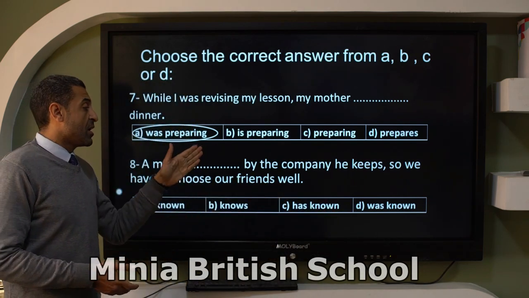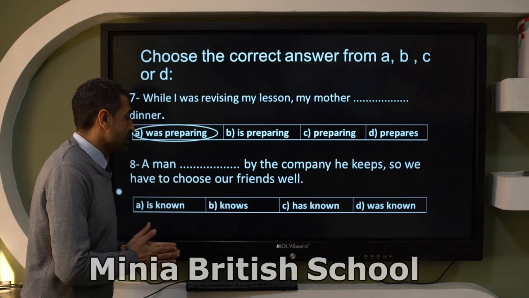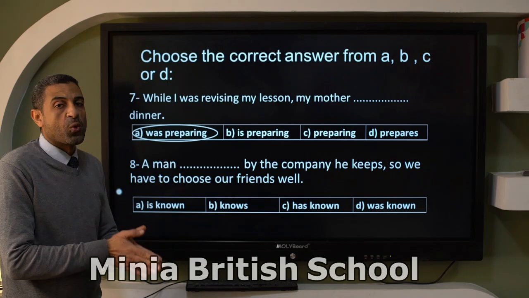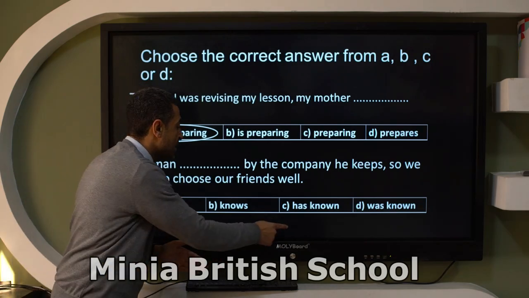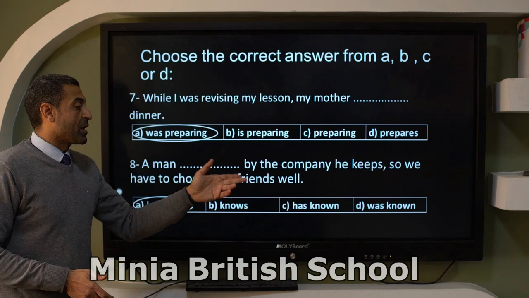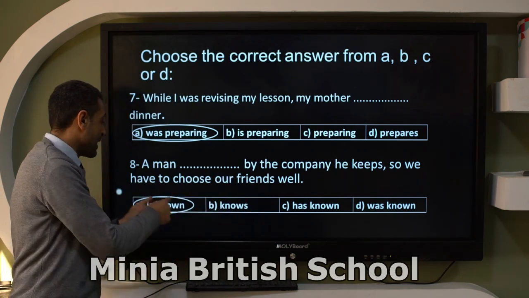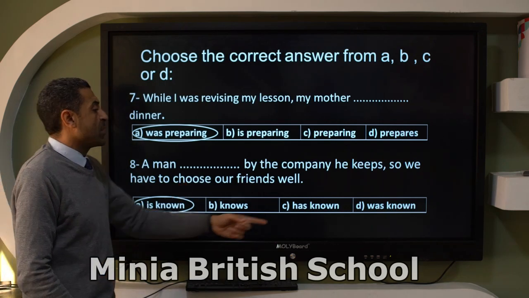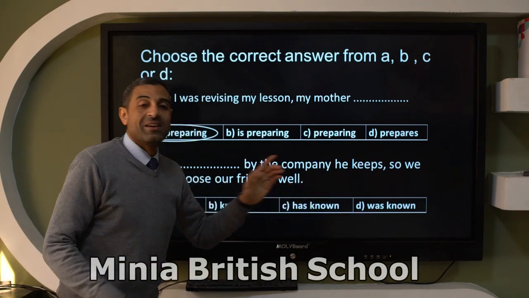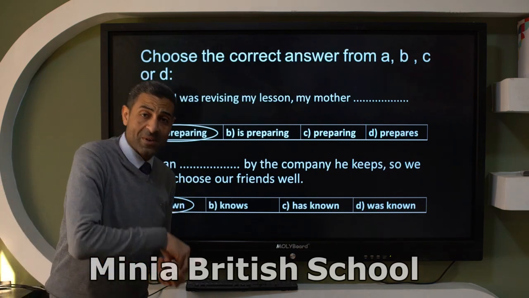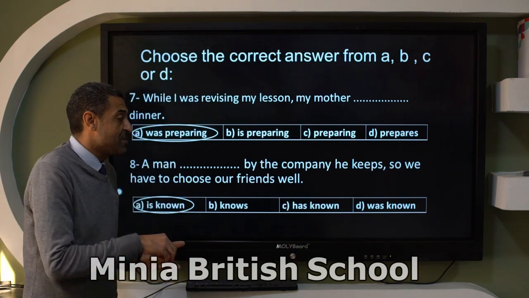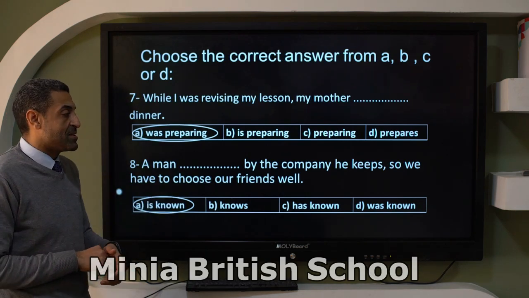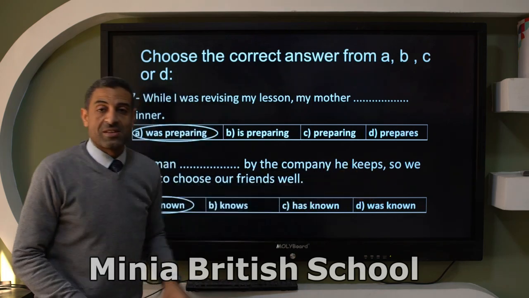So here, according to the structure of the sentence, we have to choose the passive form of the sentence. So here it will be is known. But here I have two passive forms, is known and was known. So why can we choose is known and we cannot choose was known? Because the sentence here is already in present tense. In present tense, it's not in the past tense. How can we know that it's in present tense? Look at the second part of the sentence.